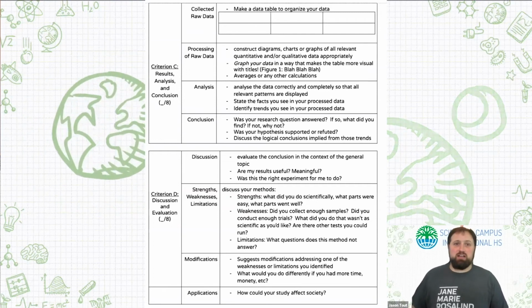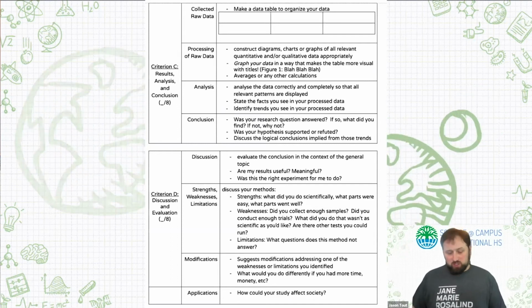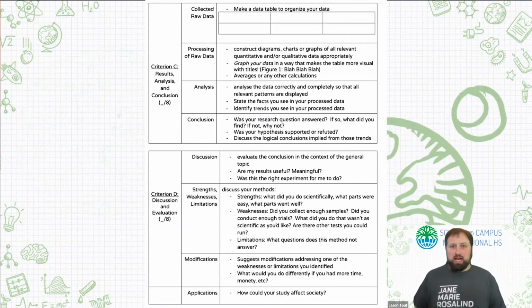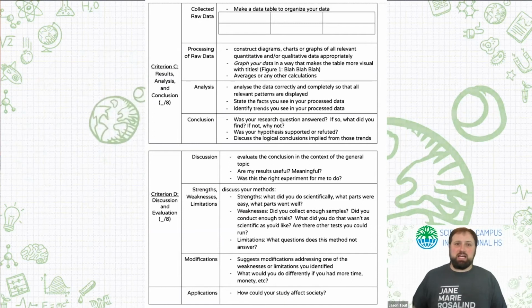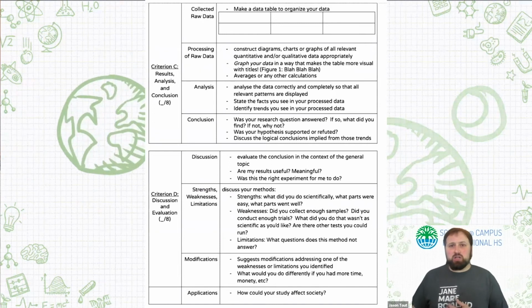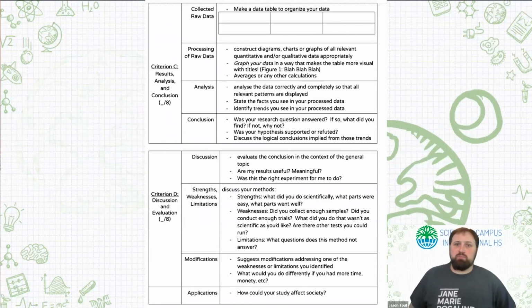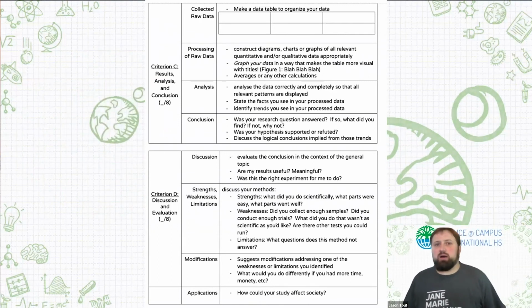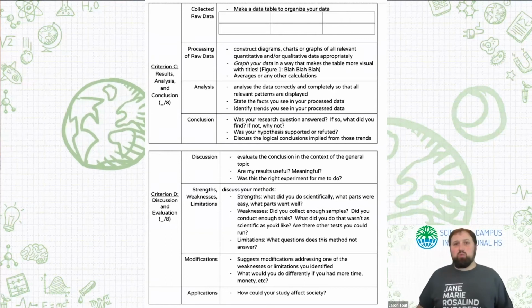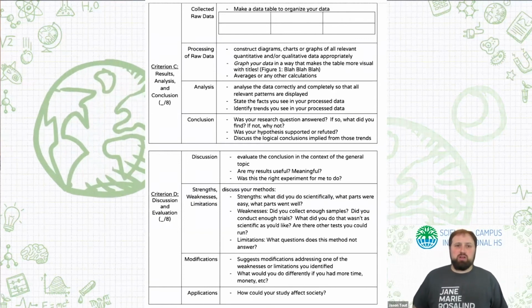That's totally fine. Can you talk about your hypothesis? Was it supported or refuted? Or can you not really talk about it? And then can you discuss any logical conclusions about what you did see? Ultimately, if you can talk about what happened and why it happened, you're in good shape.